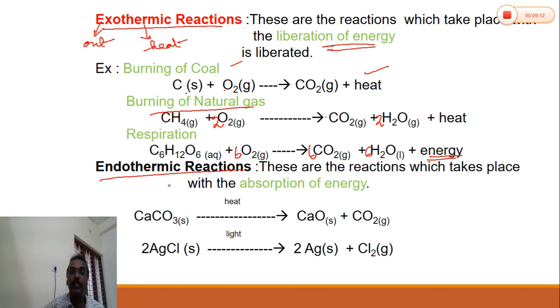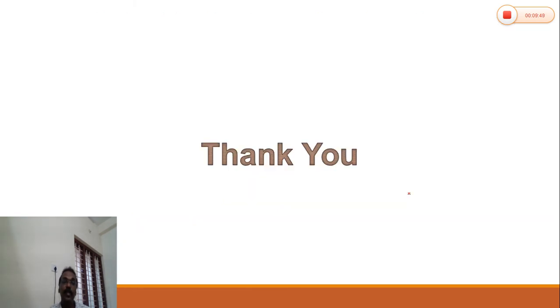Next are endothermic reactions. Endothermic reactions absorb energy, either heat or light. Calcium carbonate, CaCO3, absorbs heat and decomposes to form calcium oxide and carbon dioxide. We already studied this under decomposition. Since it absorbs heat, it is an endothermic reaction. Here light is absorbed: silver chloride absorbs light and forms silver and chlorine. This is also decomposition, in the presence of light, and at the same time it is an endothermic reaction. So these are the different types of reactions. So, thank you.